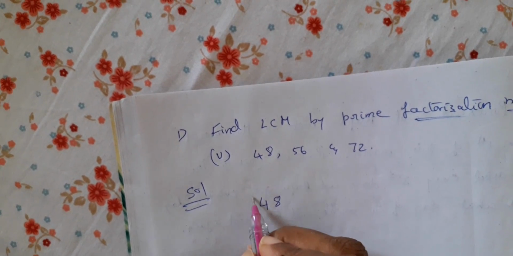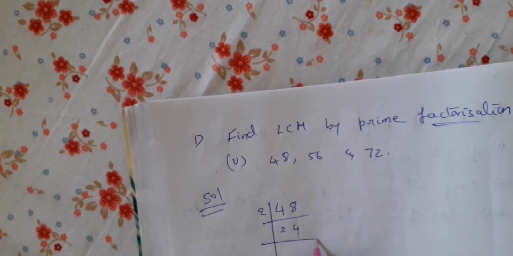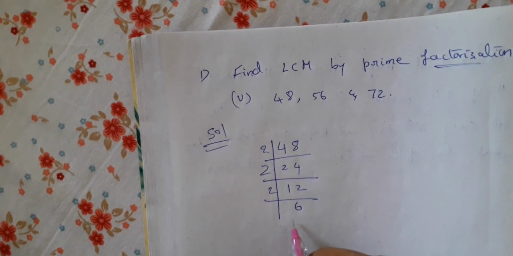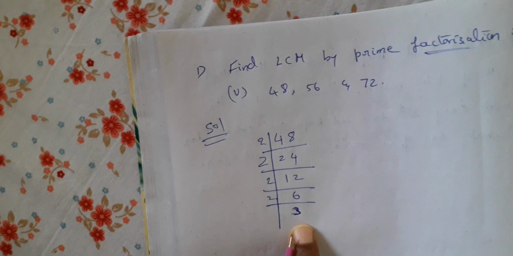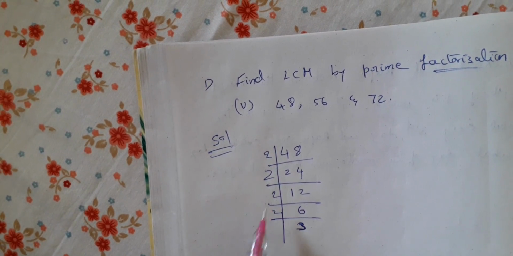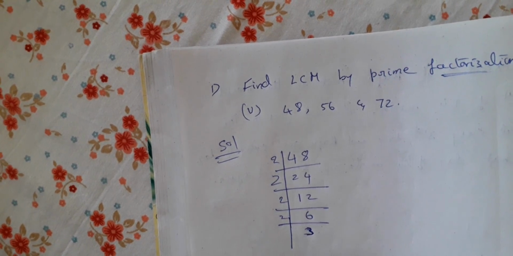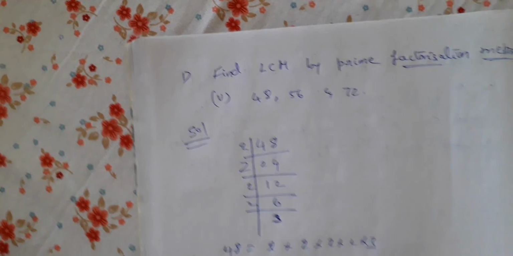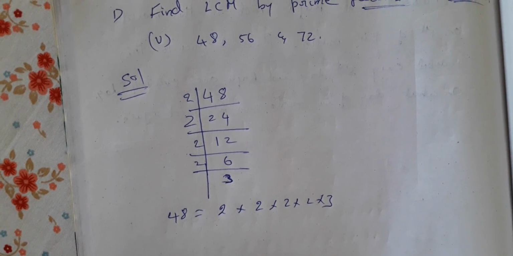Solution part. So every number individually you take and prime factorize it. Here 2 2s are, 2 4s are, again with 2 table, 2 12s are, again with 2 table, 2 6s are, again with 2 table, 3s are. So 3 is a prime number, I am stopping it here. So now what is the factorization? 48 is equal to, you can write it as 2 into 2 into 2 into 2 into 3. So we have got 48 is equal to 4 2's into 1 3.